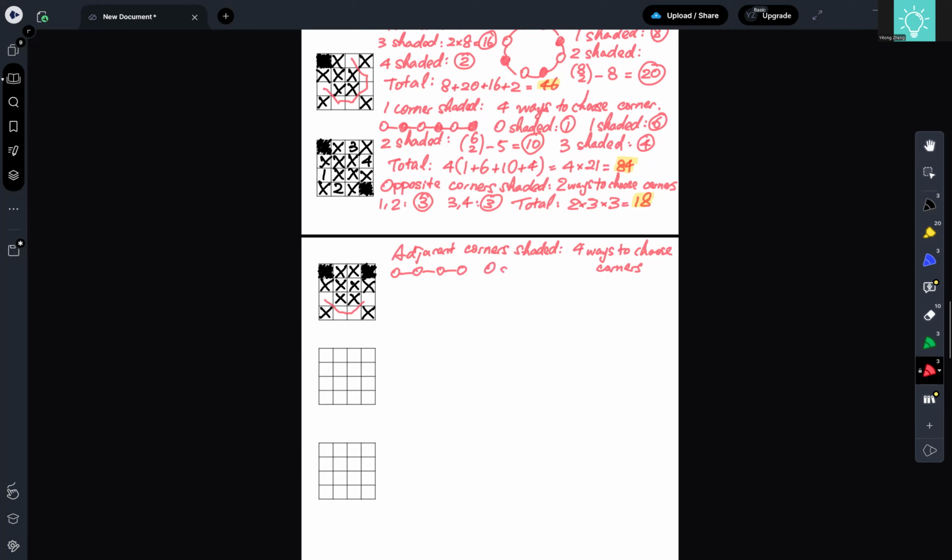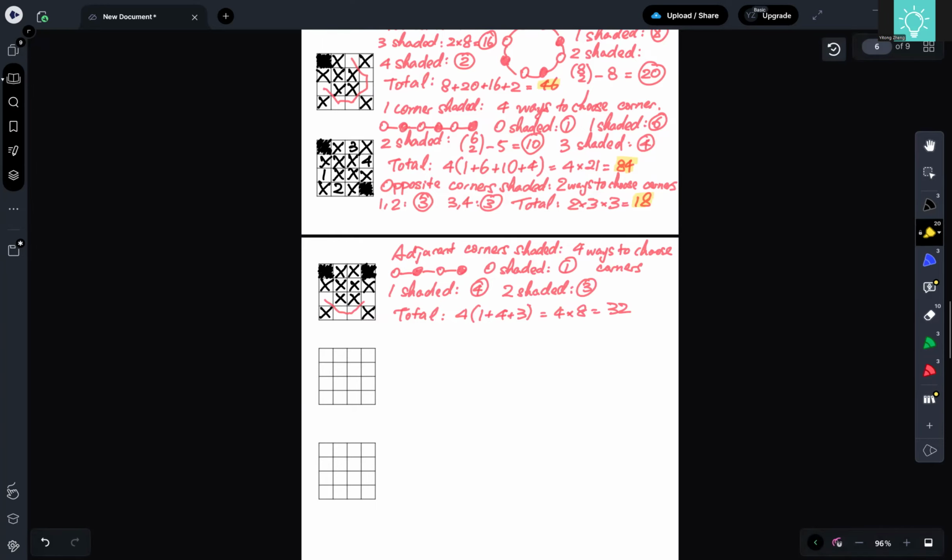So what happens if I shade none of them? That's one way. If I shade one of them, that's 4 ways because I can choose any one. And what happens if I choose 2 to shade? I can choose this one and this one, this one and this one, or this one and this one. So there's 3 different ways. So the total number of ways in this case, there's 4 ways to choose the corners. And once you have chosen the adjacent corners, there is 1 plus 4 plus 3 ways. So 4 times 8, there's 32 different ways to do that.